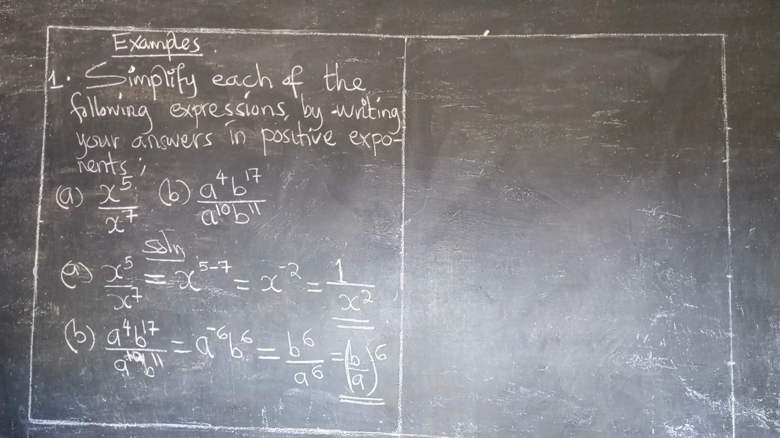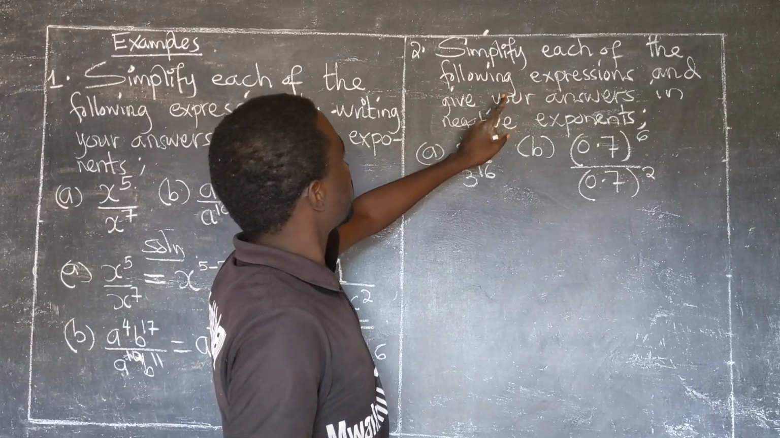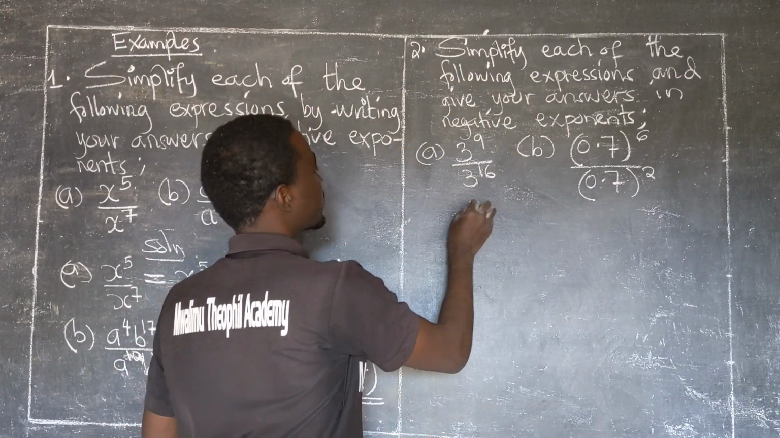After that, let's go to a second example. Okay, this is our second example. It states that you simplify each of the following expressions and give your answer in negative exponents. Now, let us see the solution.